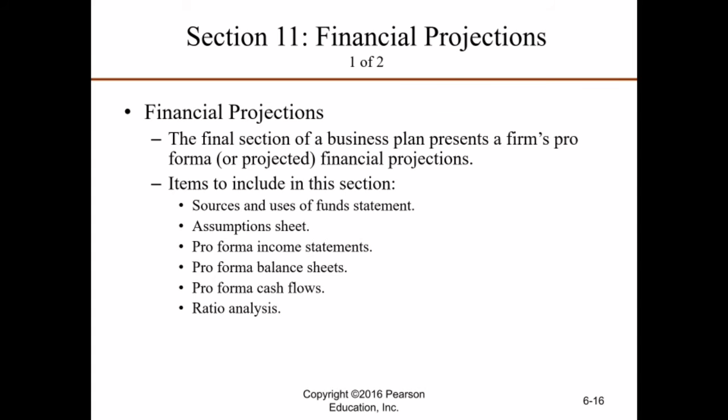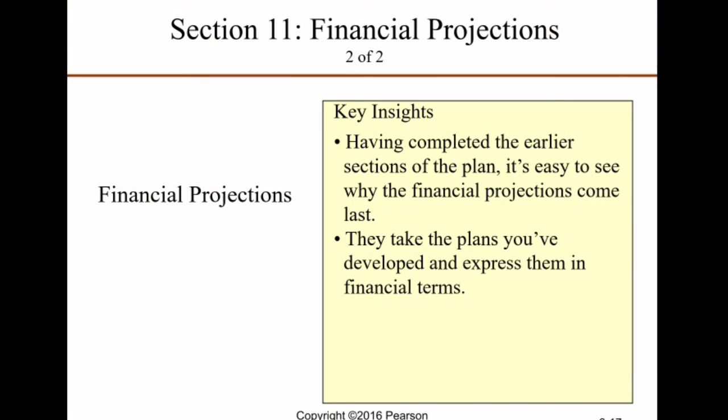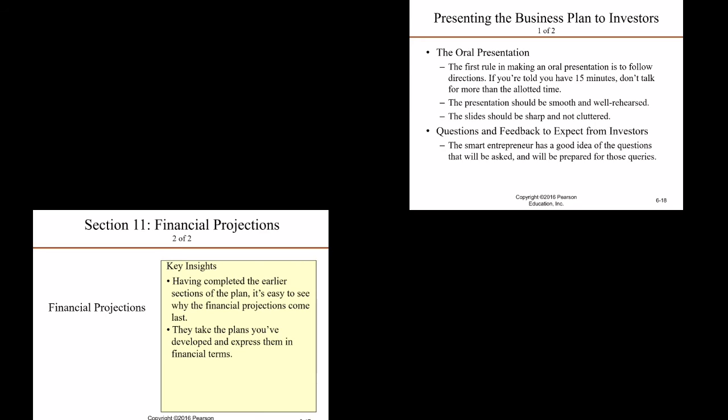Okay, next section is the last. It's about financial projections. In this section, the final section of a business plan presents a firm's pro forma or projected financial statements. The items here are sources and uses of funds statement, assumption sheet, pro forma income statement, pro forma balance sheet, pro forma cash flows, and the last is ratio analysis. The key insight here: having completed the other sections of the plan, it's easy to see why the financial projections come last. Take the plans you have developed and express them in financial terms.